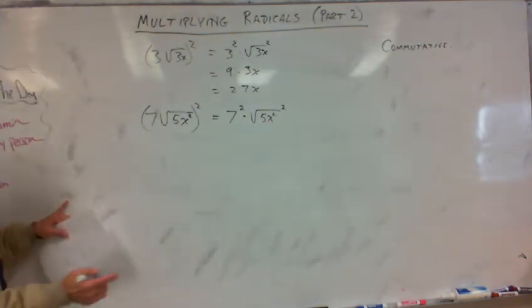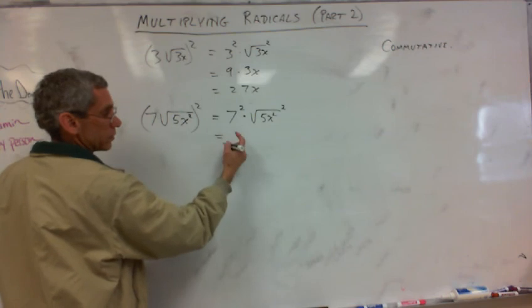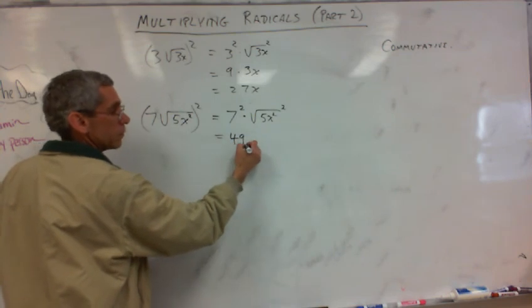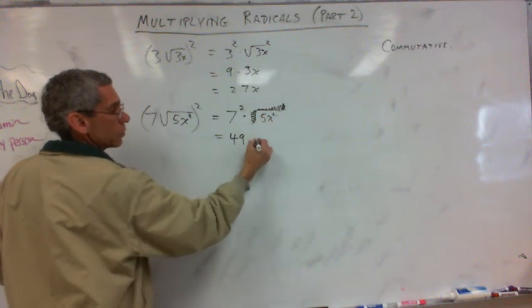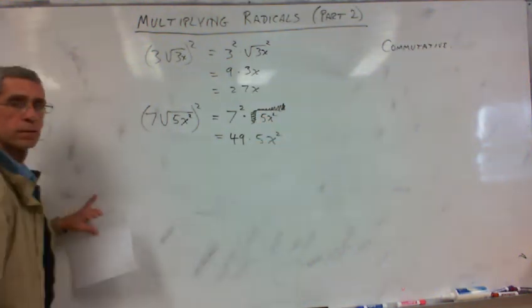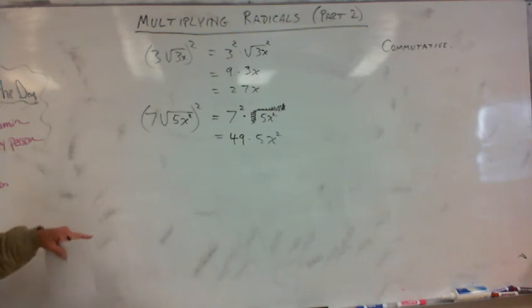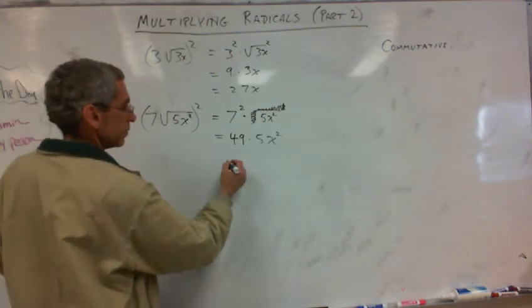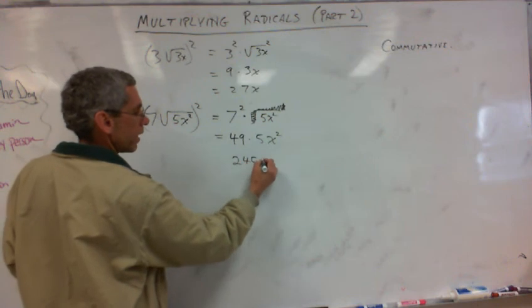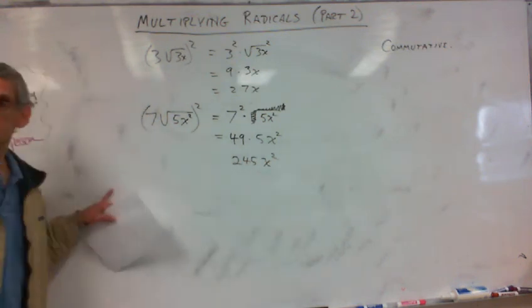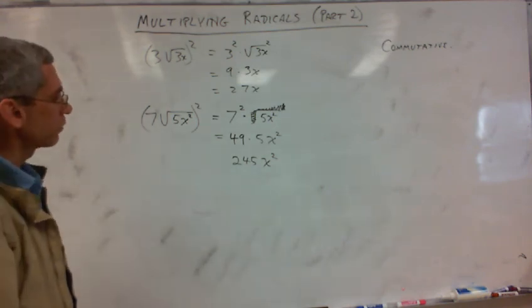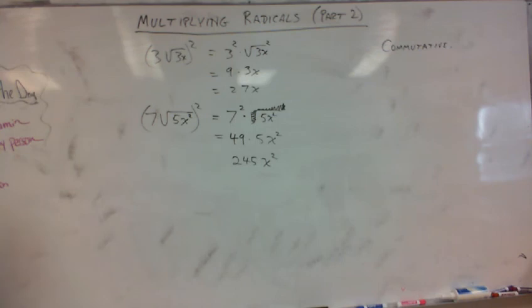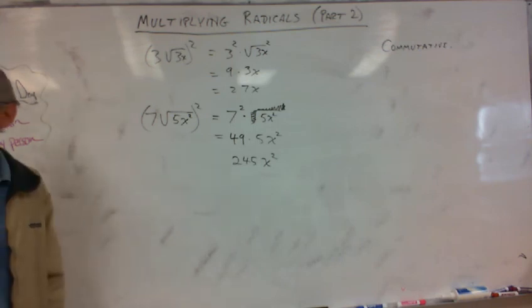So then the answer would be, can I say the answer? So that is 49. And then the square and the square root cross each other out. So then you have to multiply 49 by 5. Everybody knows that. 245x squared. Is that right? Yeah. 4 times 5, 245. Yeah, you're right, 245x squared. Is that what you got, Gabe, in your head? Yeah. Okay, good. Awesome.